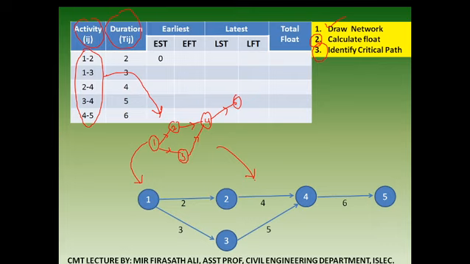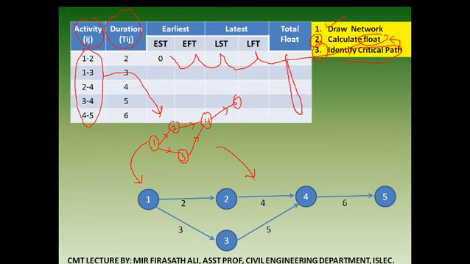To calculate the critical path, we need float. To calculate the float, we need all this data: latest finish time, latest start time, earliest finish time, earliest start time. We need this data, so we will fill the table and calculate the float.